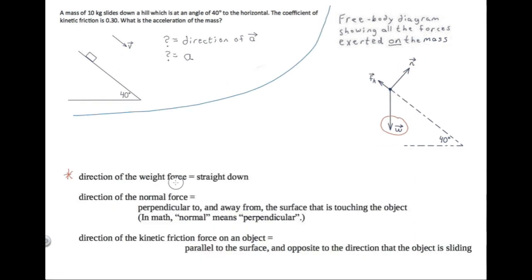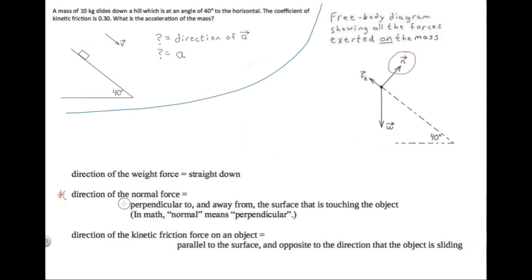The direction of the weight force is always straight down. Notice that the fact that the mass is on an incline has no effect on the direction of the weight force. The direction of the normal force exerted by a surface on an object is perpendicular to and away from the surface that is touching the object. So, the direction of the normal force exerted by the surface of the hill on the mass is perpendicular to and away from the surface of the hill, like so.